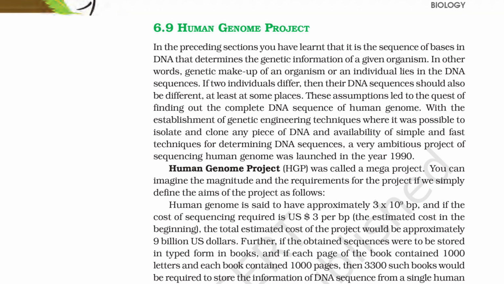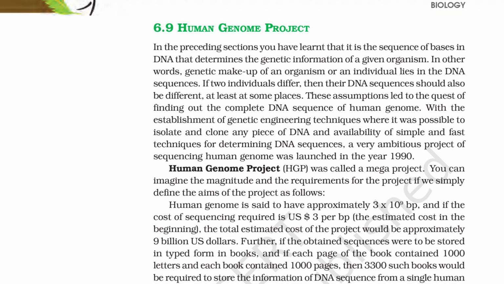You can imagine the magnitude and the requirements for the project if we simply define the aims of the project as follows. Human genome is said to have approximately 3 × 10⁹ base pair, and if the cost of sequencing required is $3 per base pair, the estimated cost in the beginning, the total estimated cost of the project would be approximately $9 billion.